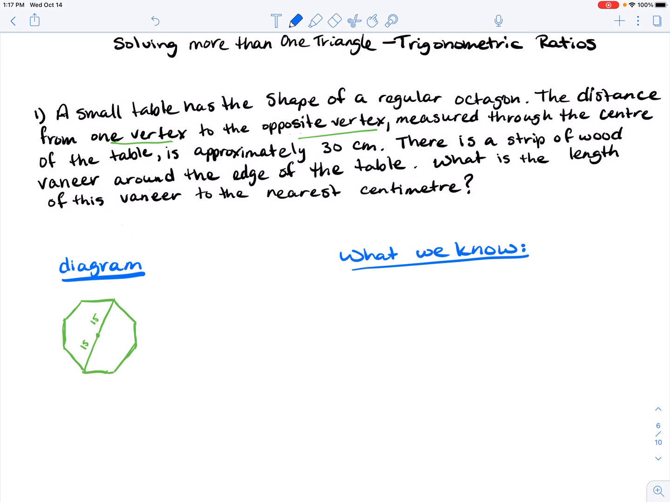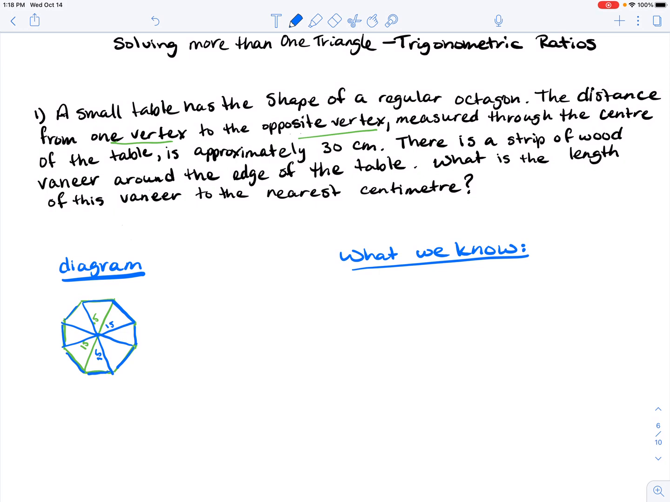I know that the table has a strip of wood going around the whole thing, but in order to calculate the veneer edge, I'm going to have to add up these little strips that are around the table. So in order to do that, I'm going to break up my table into triangles. And obviously then, where the green is, those edges are all 15 centimeters. So each one of these edges is 15 centimeters. So I'll just put in a couple of them here.